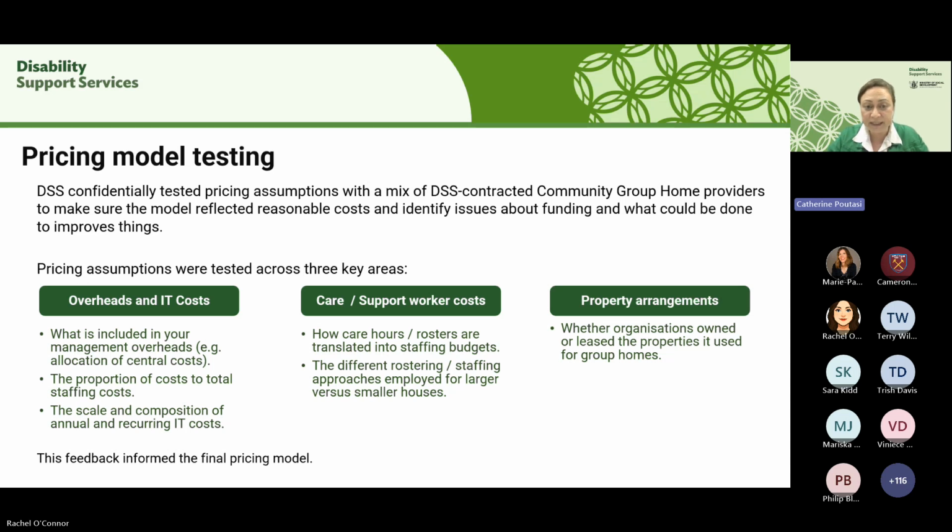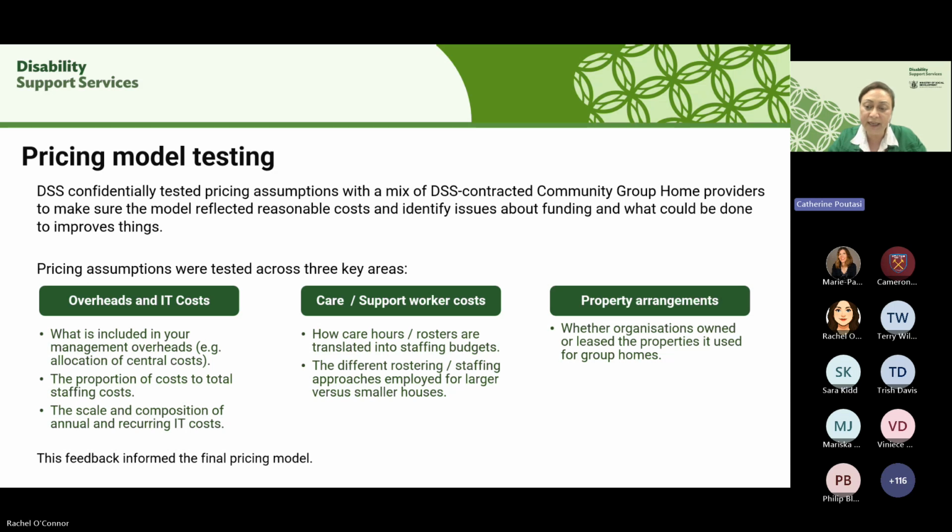So some of the pricing assumptions were tested across these key areas. One was overheads and IT costs. We asked what is included in your management overheads, such as allocation of central costs. We asked about the proportion of costs to staffing costs. We also asked about the scale and composition of annual and recurring IT costs.